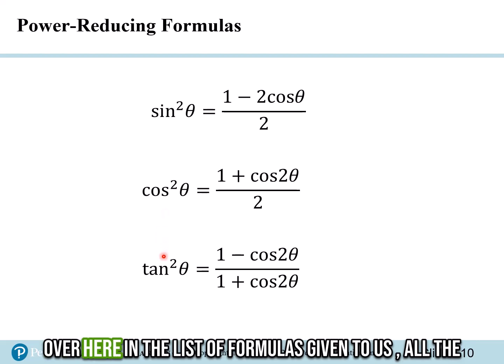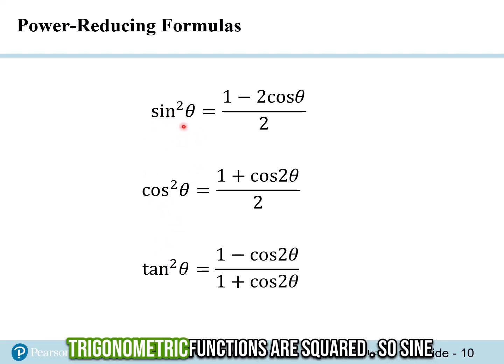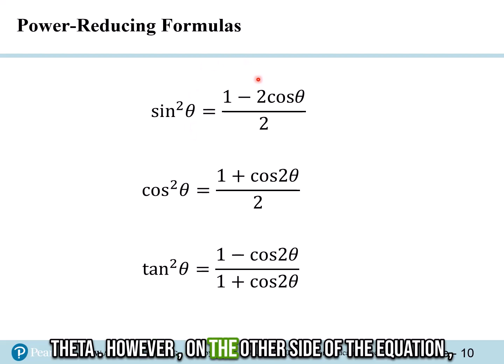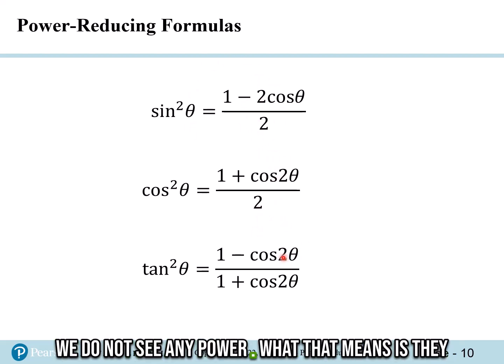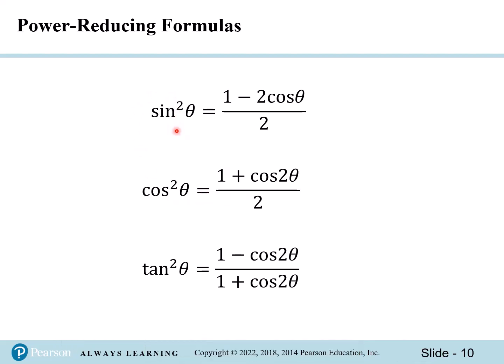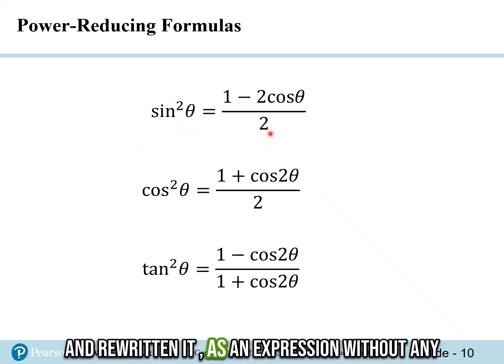As we see over here in the list of formulas given to us, all the trigonometric functions are squared. So sine squared theta, cos squared theta, and tan squared theta. However, on the other side of the equation, we do not see any power. What that means is they have reduced the exponent and rewritten it as an expression without any exponents.